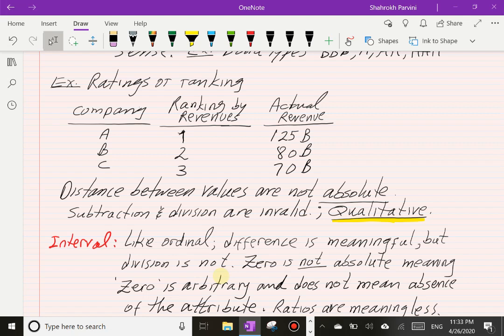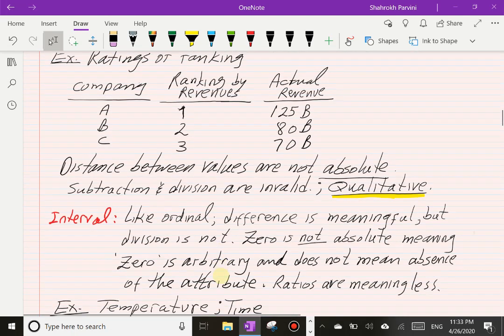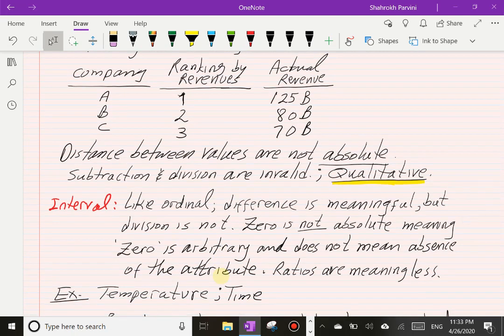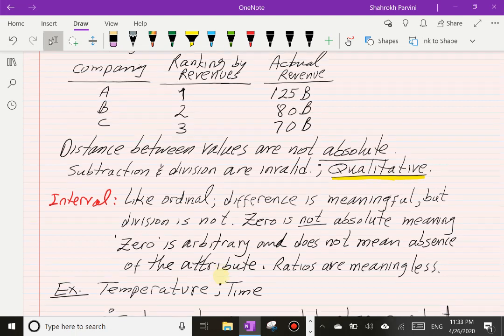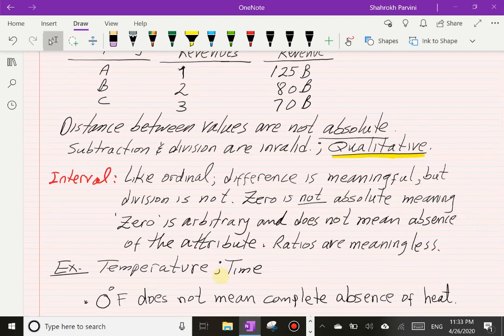So for example, when we say the temperature, and I have it here, when we say the temperature is 0 degrees Fahrenheit, well, that doesn't mean the complete absence of heat. It's going to be awful cold, right? But there is some little amount of heat in there, although for us it's going to be awful cold again. So the point being that it doesn't represent the complete absence of that matter. 0 is arbitrary.